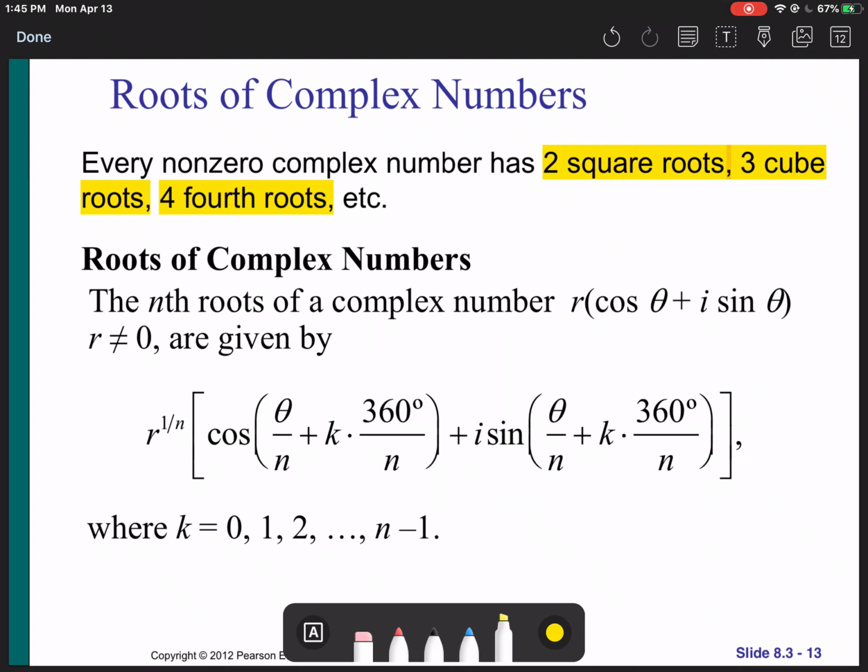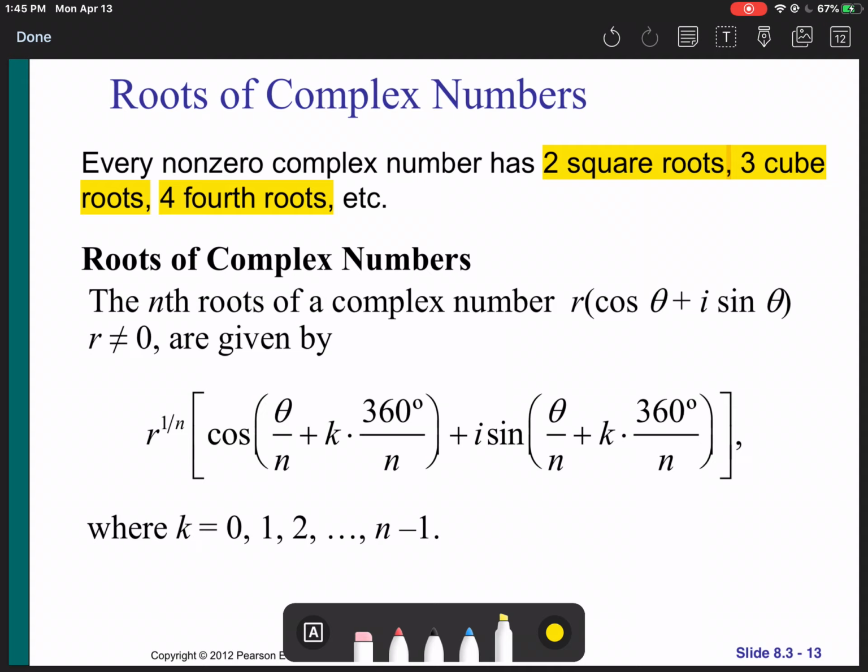So in this case, I'm raising it to the 1 over n power. Because remember, when you write square root, you could equivalently write that as raising that radicand to the 1/2 power. Square root of x is x to the 1/2, or cube root of x is x to the 1/3. That's the equivalent exponential notation.